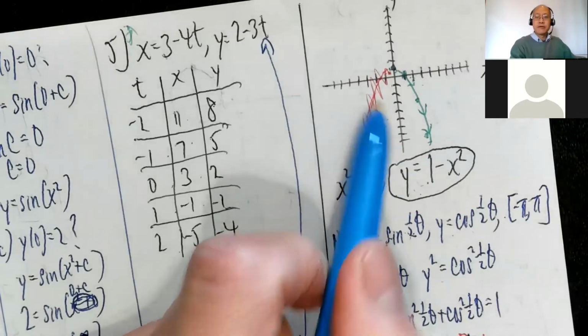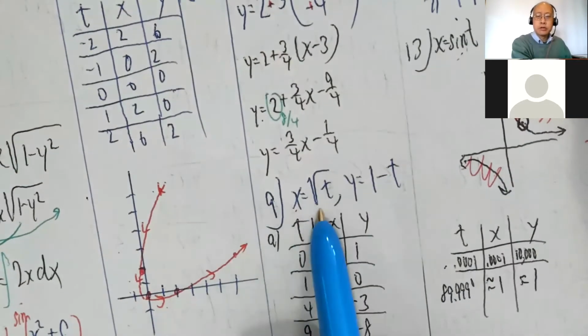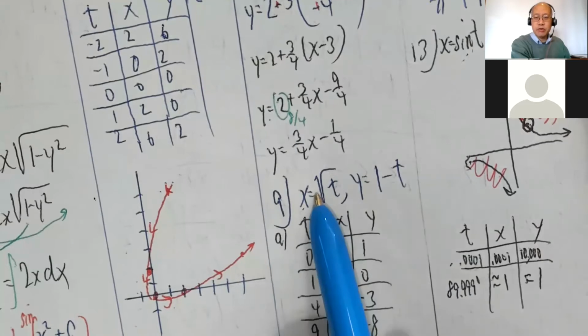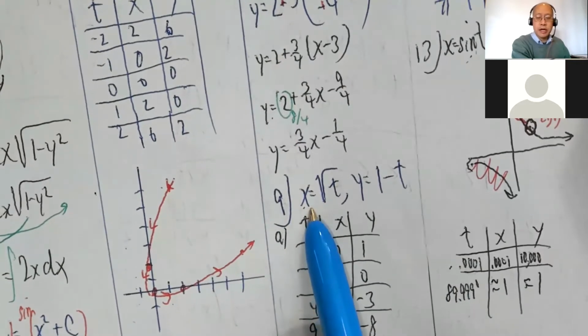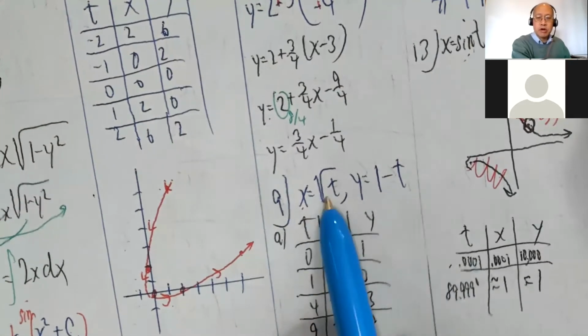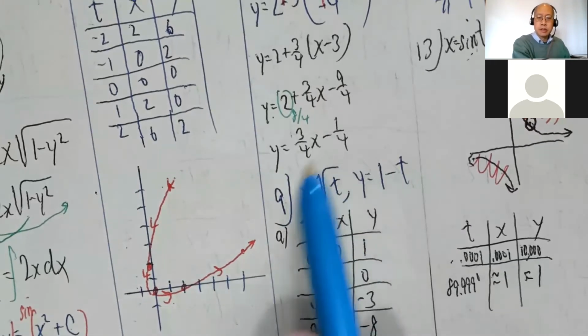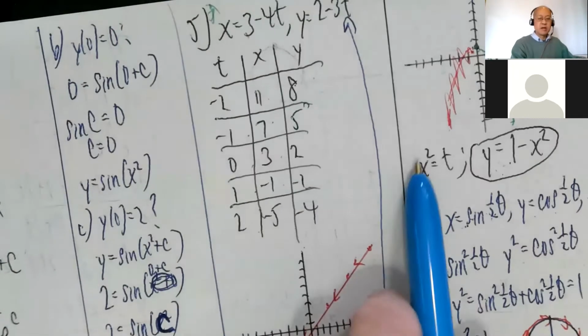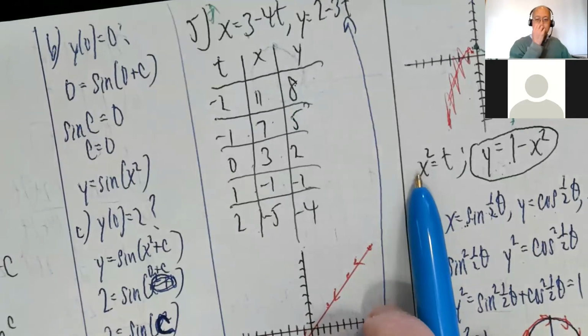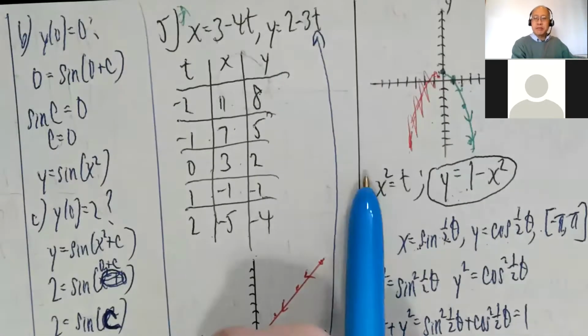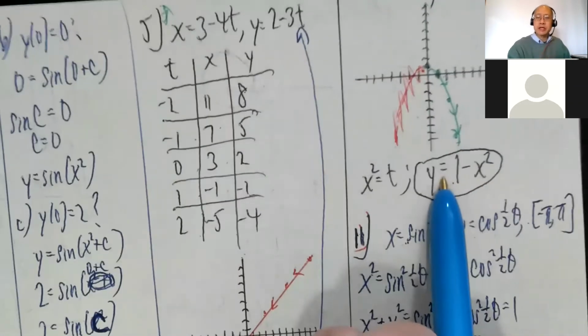Now what's all this other red stuff? It said eliminate the parameter. To eliminate the parameter, I need to solve for t. A good way to do it is get rid of the square root. So right here, if you square both sides, x squared equals t. Agreed? So now I have y equals 1 minus t, but t is x squared, so y equals 1 minus x squared.